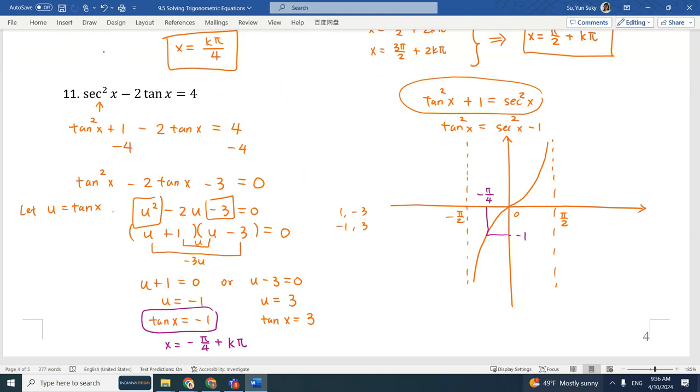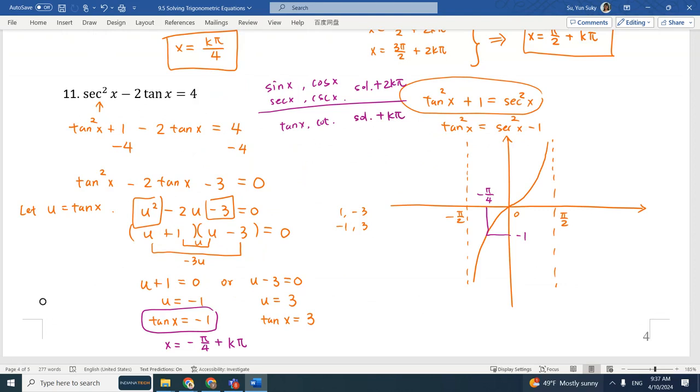Okay, so let me write it down. If you see sine, cosine, secant, cosecant, your solution, you add a 2k pi because the period is 2 pi. But when you see tangent and cotangent, your solution, you're going to add the k pi. Okay, so that is because negative 1 is a common angle value.